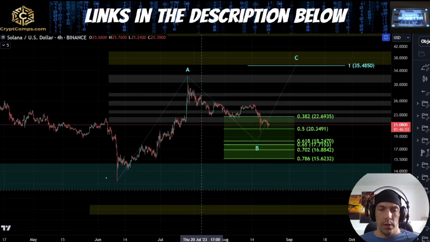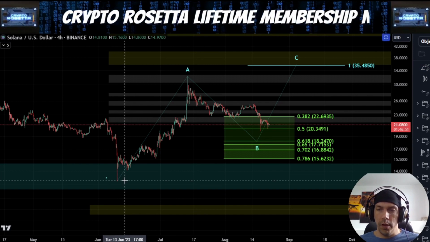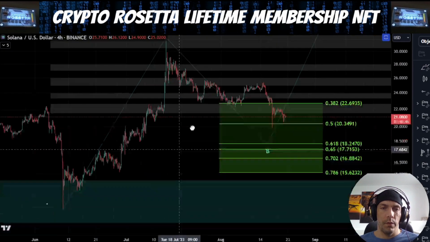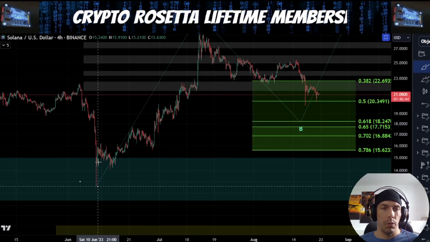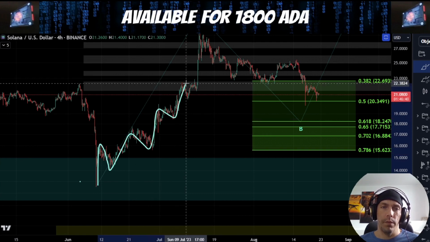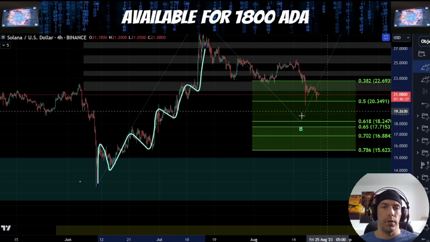Now, within this idea, invalidation would be this low, which is sitting at this 1288. And what we'd be saying within this, and this is not my favorite way of counting this structure, so what we could argue is that we have this is 1, 2, this becomes 1, 2, 3, 4, and 5. This becomes 4, and then we have this as a 5-wave move.